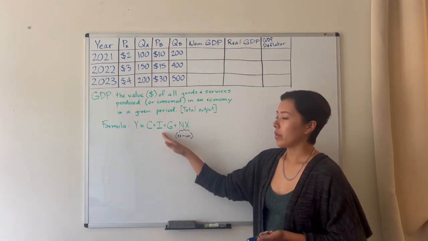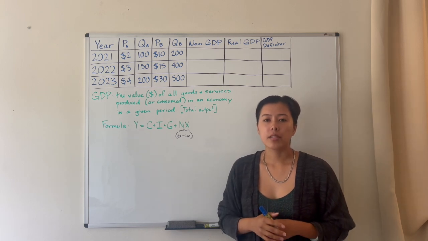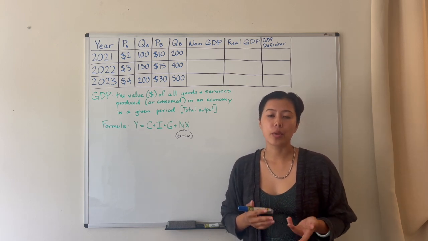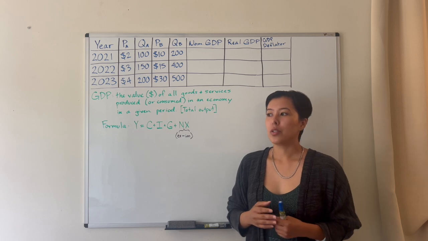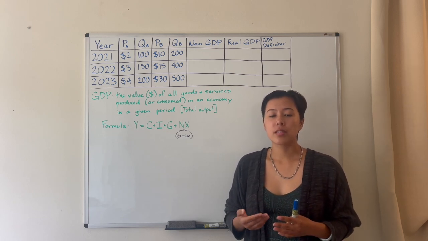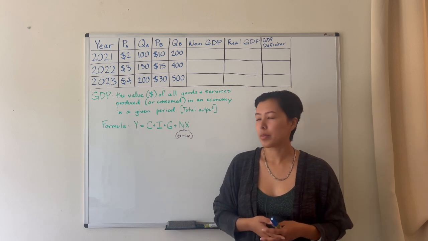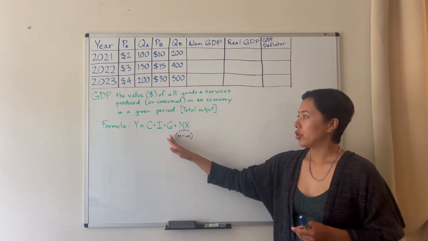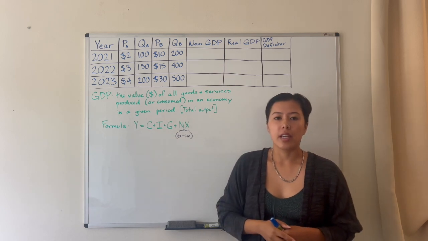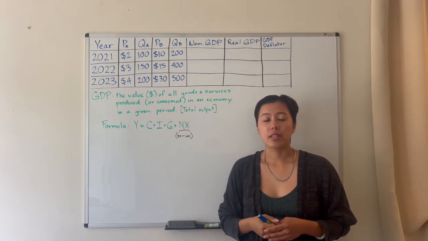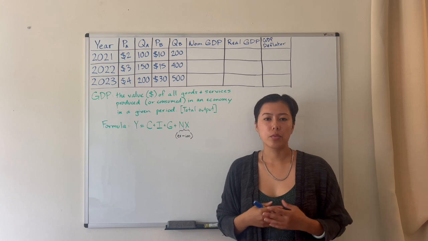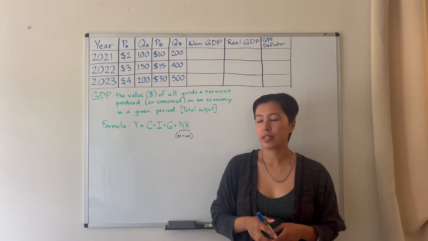Next, we have I, or investment, and for economists, investment is the purchase of new capital. So this could be new equipment, new machines, investment in real estate, housing, factories, all of these types of things. Next, we have G, or government spending, and this includes government spending on things like infrastructure, so maybe new roads, new schools, things like that.